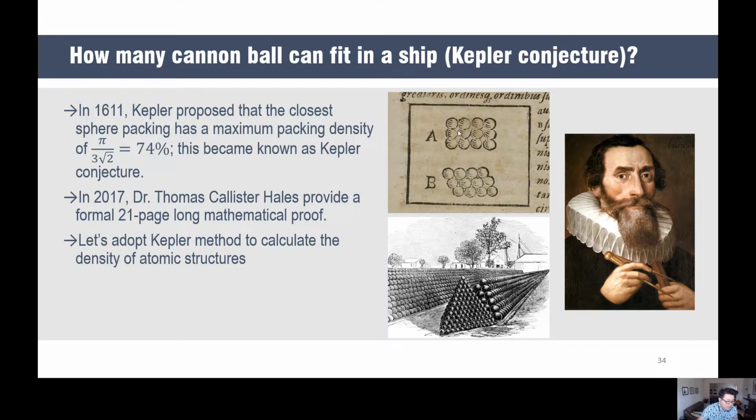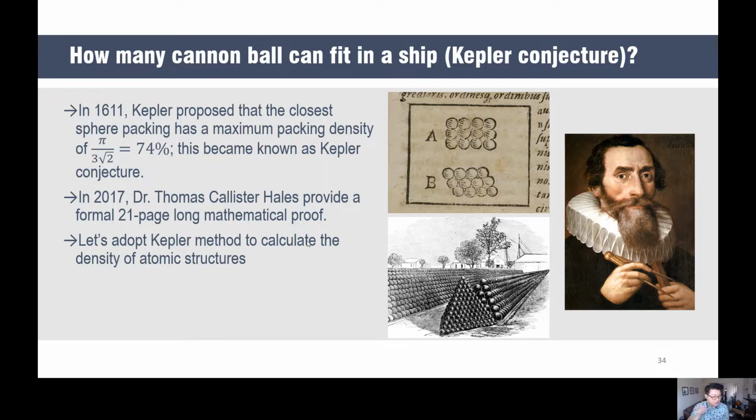If you look at this particular diagram, this square pattern on a 2D diagram has more gap than a triangular or hexagonal close packed structure. Turned out Kepler was so correct with this conjecture that nobody was able to derive the math until 2017. The mathematician who derived and proved that the Kepler conjecture is correct required 21 pages of math to prove it.